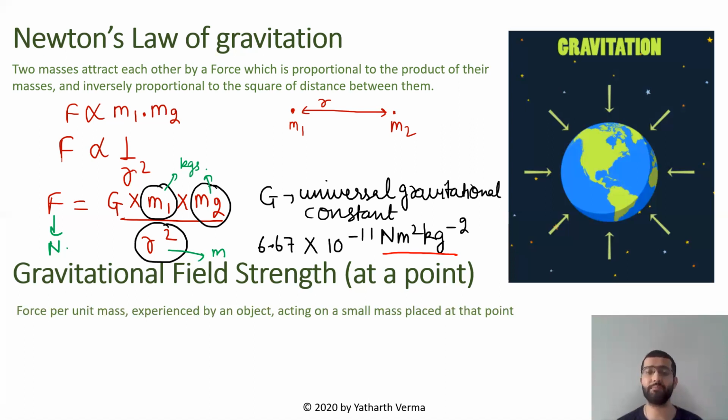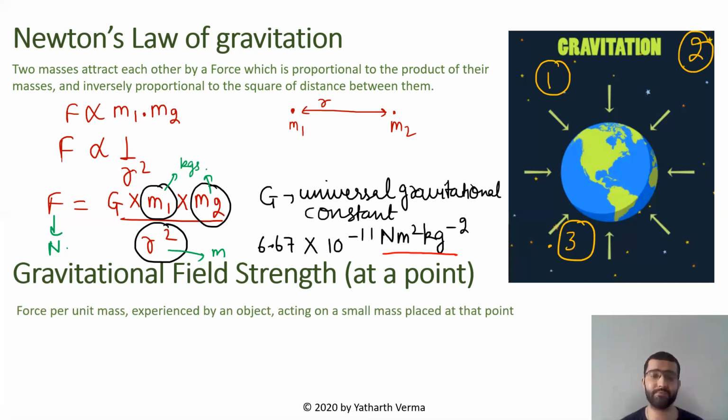Right? So if I mark points 1, 2, 3, right? Point 1 will have a different strength, 2 has a different strength, 3 may have a different strength. So we need some mathematics to be able to comment about how strong the field is. Now, what is that mathematics? Force per unit mass experienced by a small mass placed at a point.